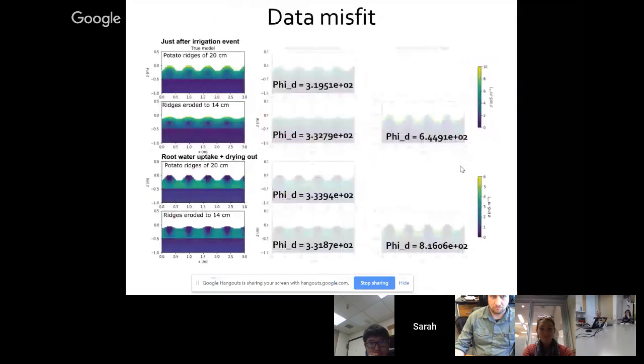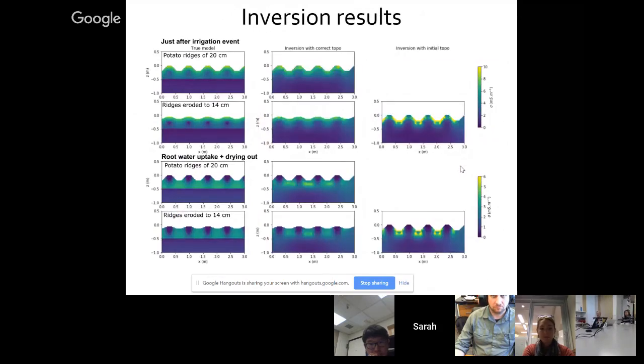Sorry, I've got a couple of questions. First of all, could you just roll back one slide? So forget about the comparison with the topography or without. What's your assessment of the inversion with correct topography? Are you pretty happy with it? Is that informative to you, or where are you with that?